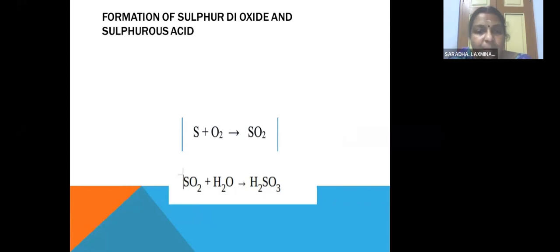The reaction: sulfur plus oxygen gives sulfur dioxide. Sulfur dioxide plus water gives sulfurous acid, which is H2SO3. This needs a mention, very important. In class 7 we just have a start of chemistry, but in class 8 they get a proper platform to learn about the symbols and the elements. They should be able to distinguish between an element and a compound. An element is made of the same kind of atoms, whereas a compound is made up of more than one type of atom. That needs to be explained.